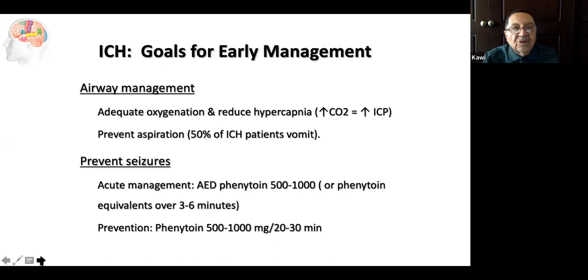Intracerebral hemorrhage, what is the goal of early management? Number one, like the ABC, we have to manage the airway, give adequate oxygenation, and prevent aspiration, because patients with intracerebral hemorrhage frequently vomit. And since blood is irritant to the cortex, they may have seizures. So we give anti-epileptic drugs such as phenytoin or an equivalent to it, and we maintain them with the seizure prevention.